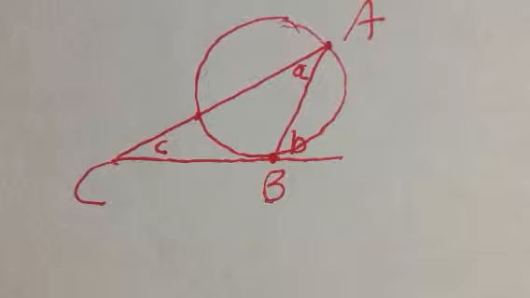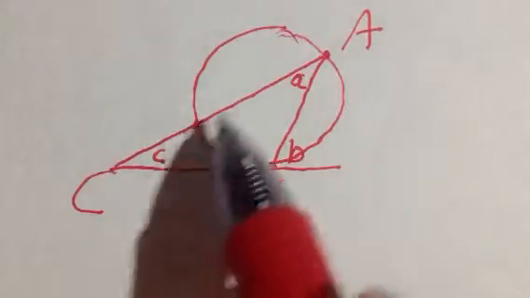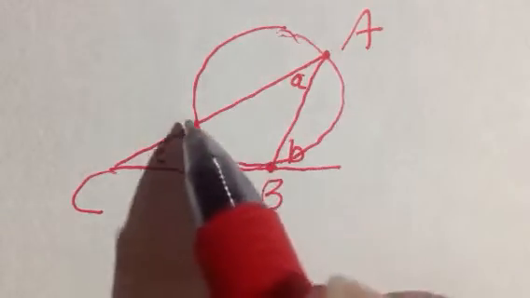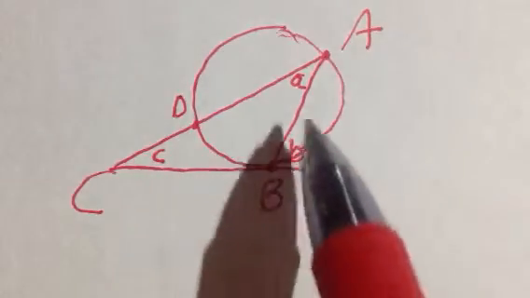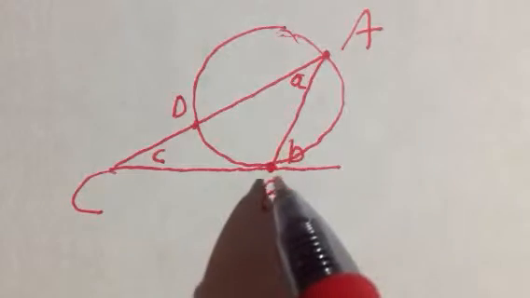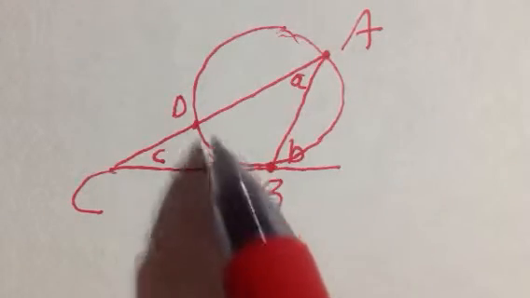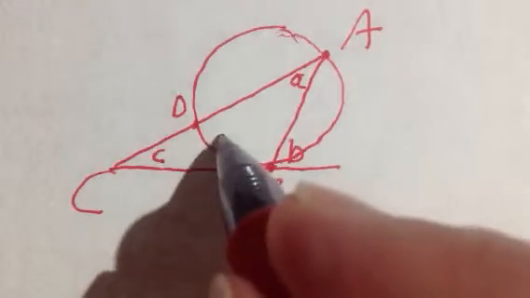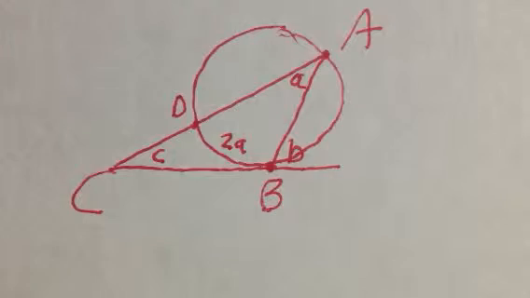If angle A has a measure of little a, it's an inscribed angle CAB, and it's intercepting this arc. Let's just give this point D as a reference. Inscribed angle CAB is intercepting arc BD, so the measure of arc BD therefore has to be 2 times A, since this has to be half of the intercepted arc.